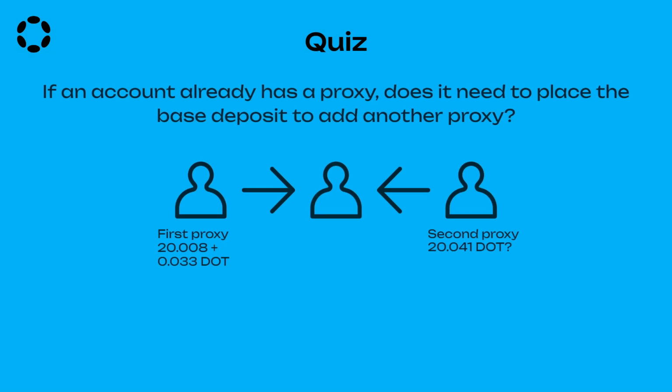Question: if an account already has a proxy, does it need to place the base deposit to add another proxy? Answer: no. Once an account has placed the base deposit for its first proxy, it only needs to place the deposit factor of 0.033 DOT to add another.